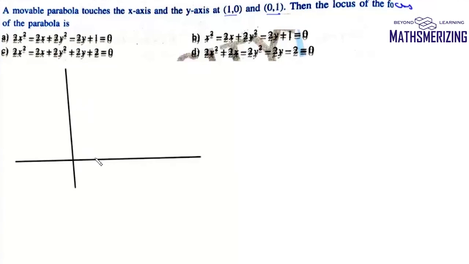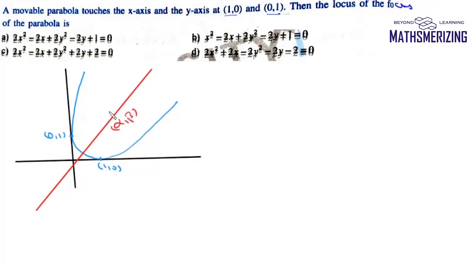So now we have a parabola which touches both the axes. It touches the x-axis at (1, 0), and it touches the y-axis at the point (0, 1), and we need to find the locus of its focus. So suppose the focus is (alpha, beta).